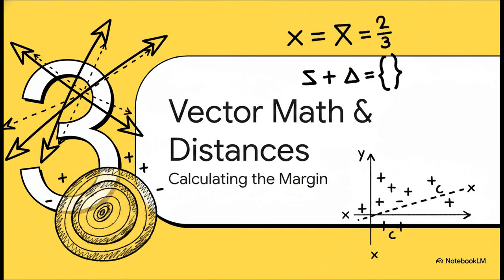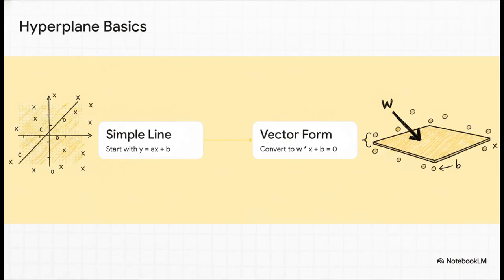All right, Section 3, vector math and distances. Let's calculate that margin. Let's look at how this builds mathematically. And don't worry, we don't need to jump straight into crazy calculus here. Let's just start with a standard 2D line equation, the one we all learned in school, y equals ax plus b. To make this actually work for multiple dimensions in an SVM, we just convert it into a formal vector notation, w dot x plus b equals 0. In this equation, w is our weight vector that tells us the direction of our hyperplane, x is our input data point, and b is the bias that shifts the plane around.